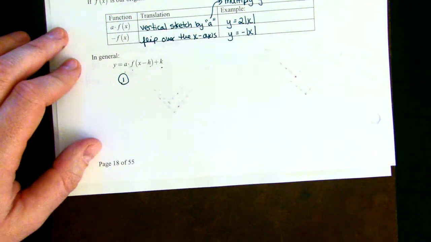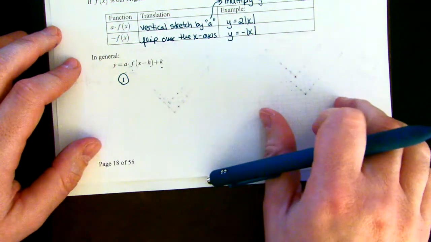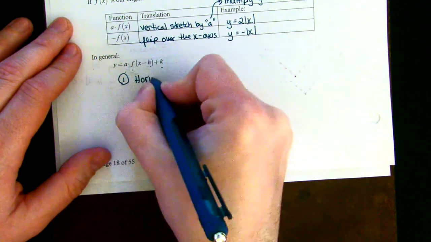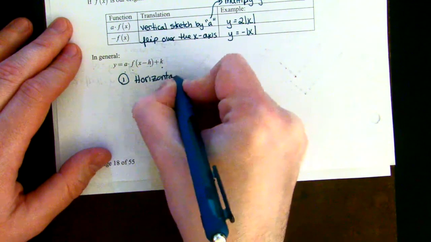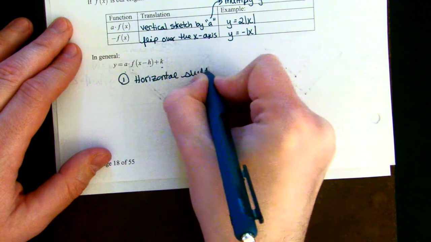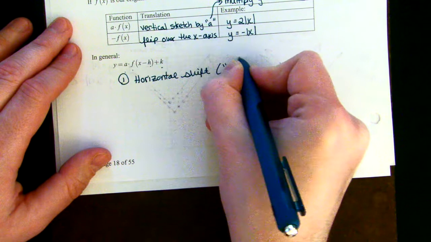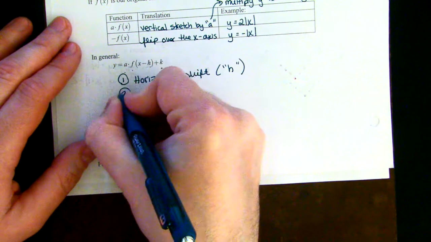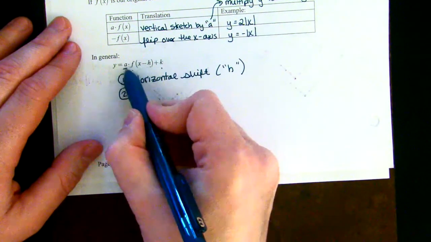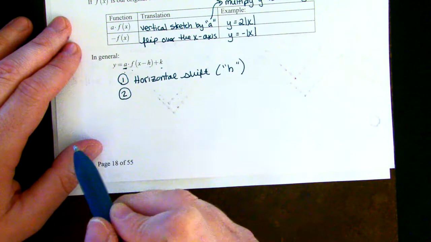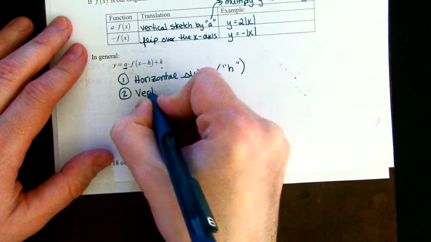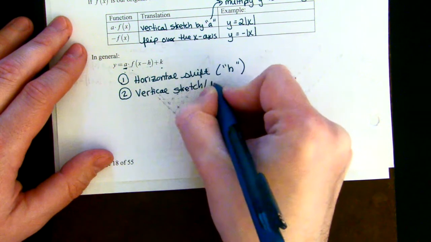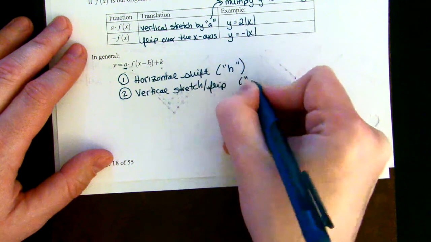In general, when we're graphing, the first thing we need to do is deal with any horizontal shifting. First, deal with any horizontal shift, the h value. The second thing we're always going to have to do is deal with that number up front. Deal with any vertical stretching or flipping. Deal with the a value.